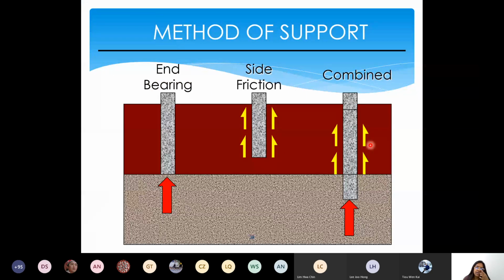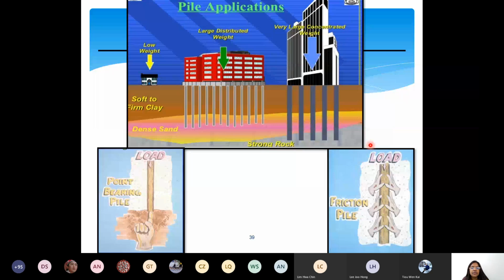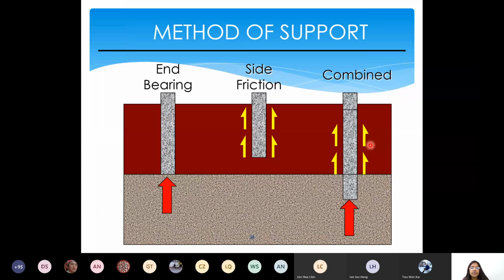Okay, it's better I go from here. There are three different types of piles we can classify. So far we studied the material, the installation, and the type of hammers. Based on the type of hammer also we can classify the piles. Now, based on how it supports or resists the load: number one, end bearing piles, friction piles, or combined piles.